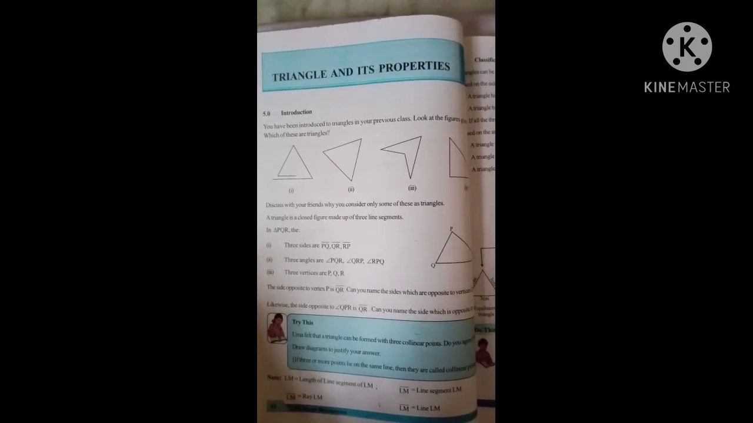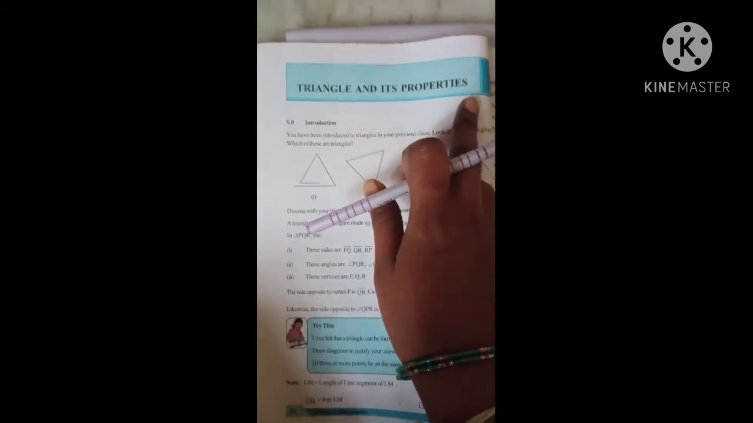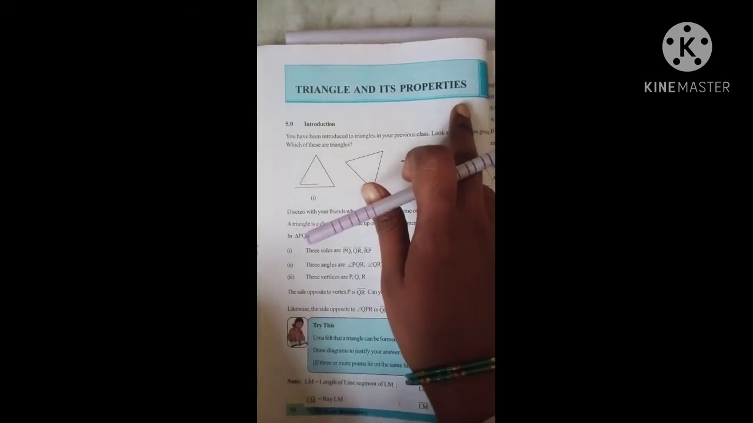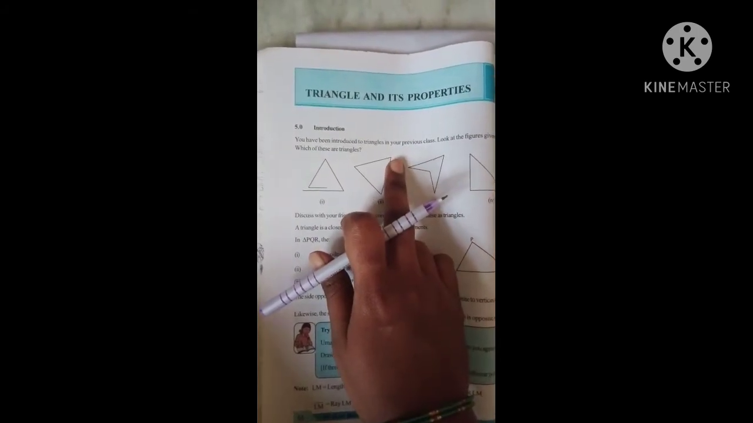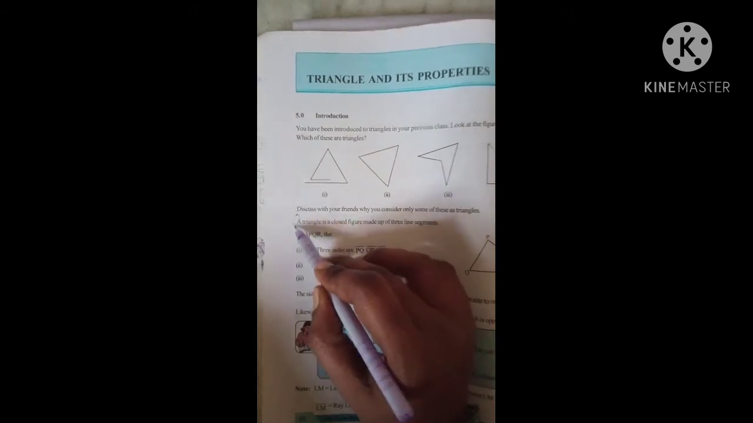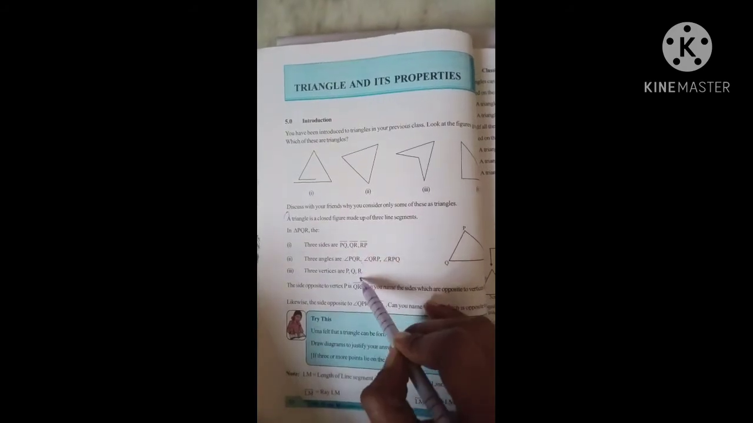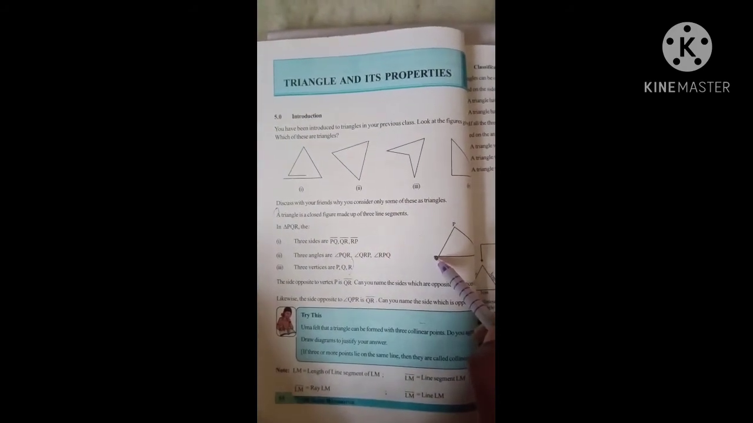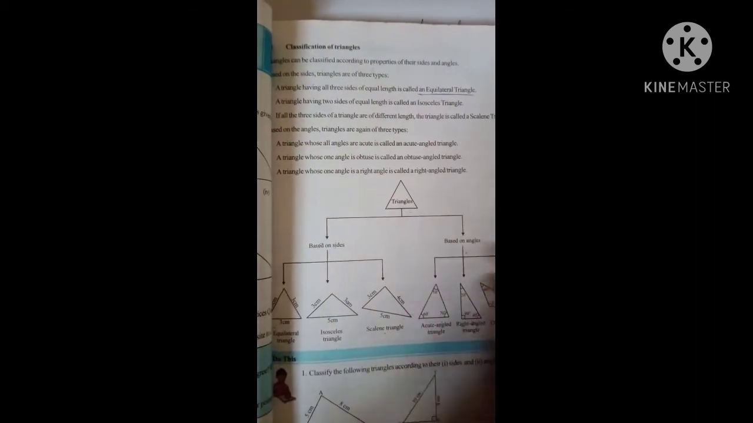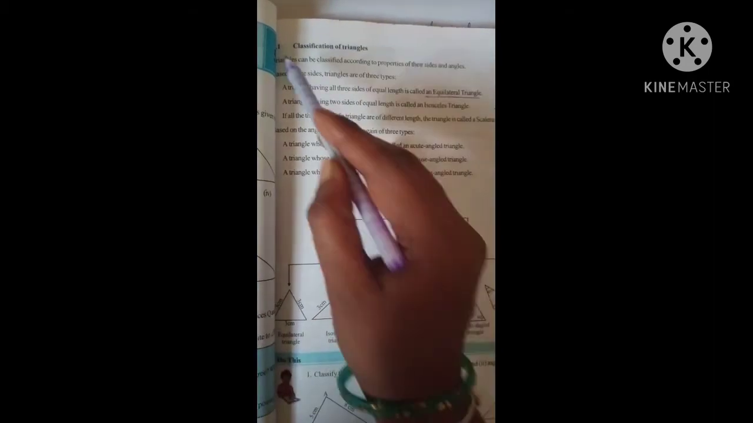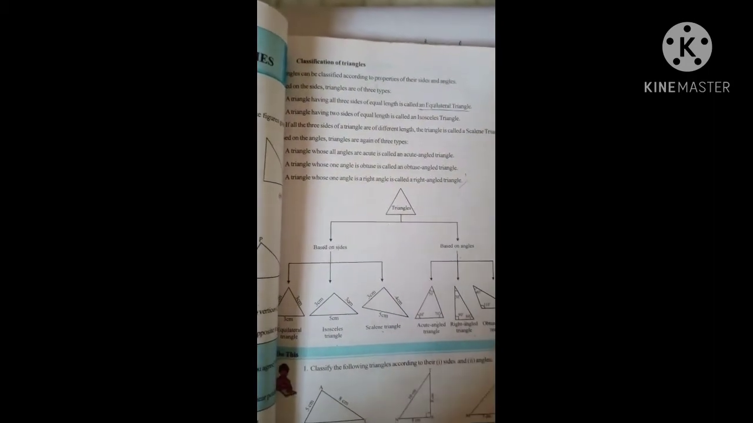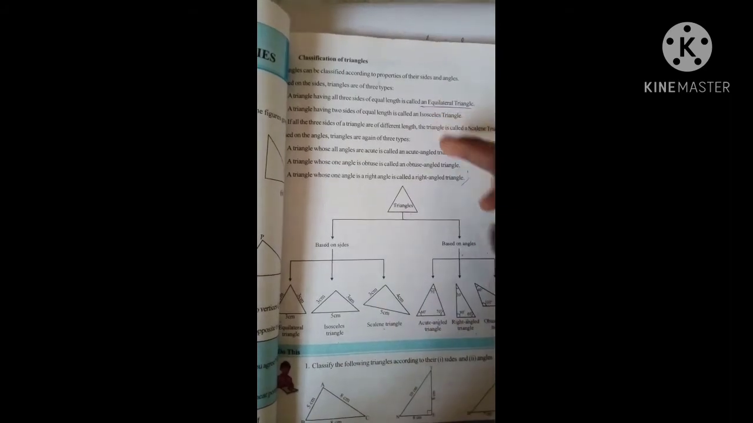After that, now I am going to tell you how to write the class, how to start the classwork. First put a main heading as triangle and its properties. After that, a side heading triangle, and then write: a triangle is a closed figure made up of 3 line segments. Write these 3 steps and draw a triangle. Afterwards, classification of triangle. Write down from here to here and draw these diagrams also for each and every triangle.